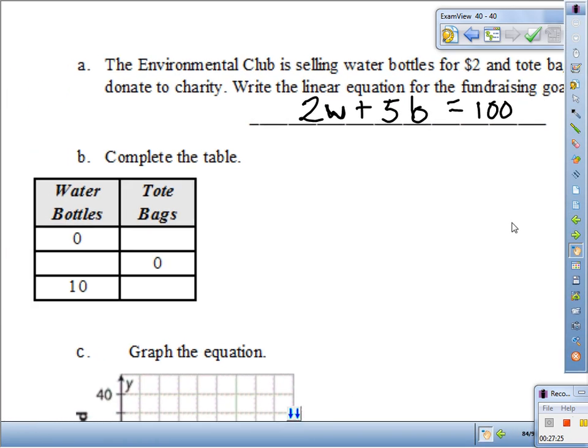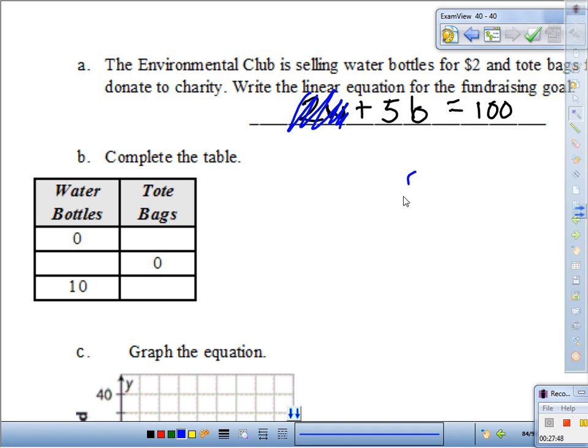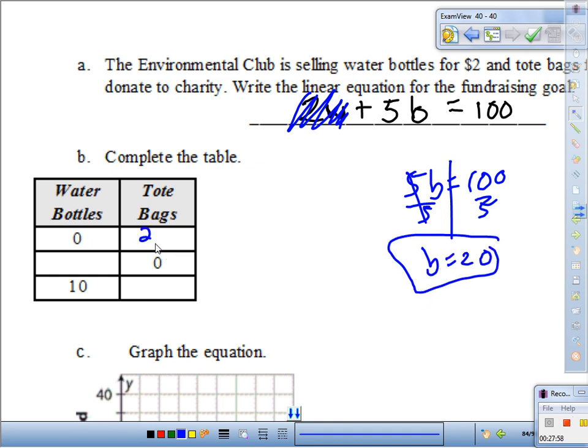Now check this out. I'm going to use a cover-up method. Why cover up? Because if I cover this up, that means that W was 0. What is 2 times 0? That's why I cover it up. So here they're telling me to make W 0, so I cover it up. What do you see that's left? 5B equals 100. So let's solve this. Divide by 5, divide by 5, B equals 20. That goes right there.